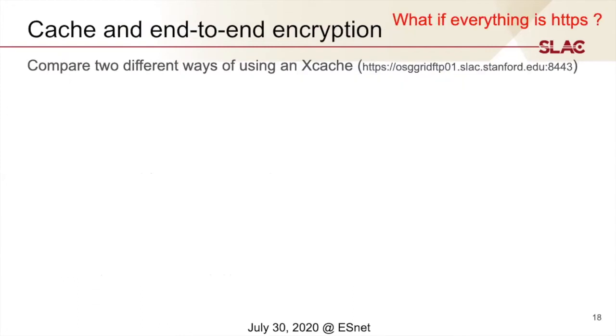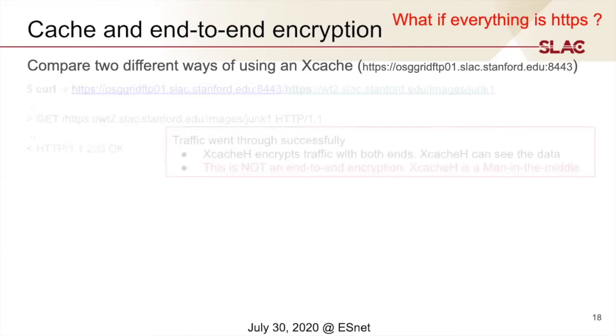So this brings up the question of cache and end-to-end encryption. When everything is HTTPS, people naturally will want to. The reason people use HTTPS is most likely they want end-to-end encryption. So we will compare two different ways of using Xcache. This is the Xcache SLAC that I run, the host name.